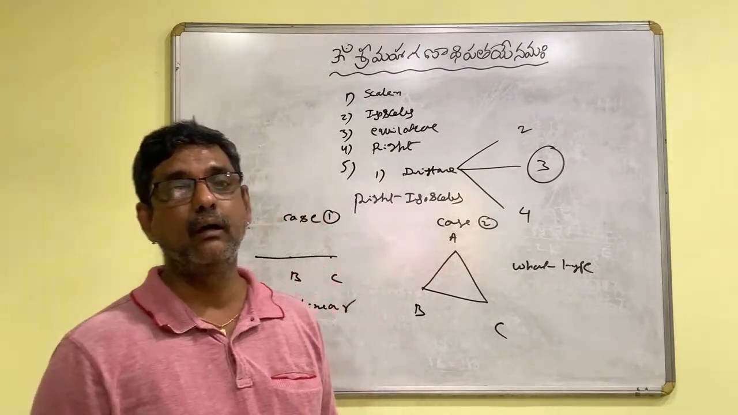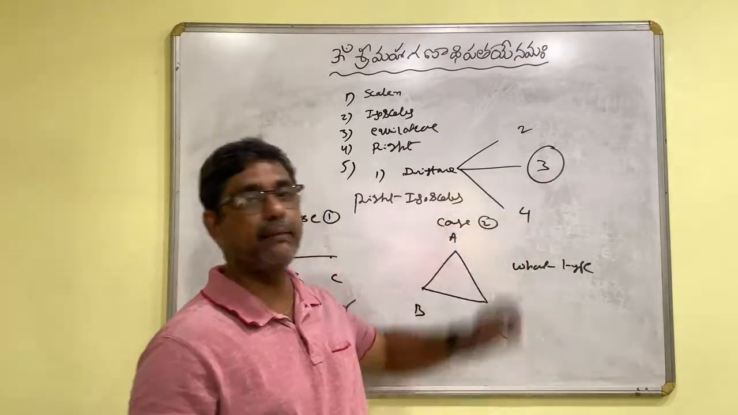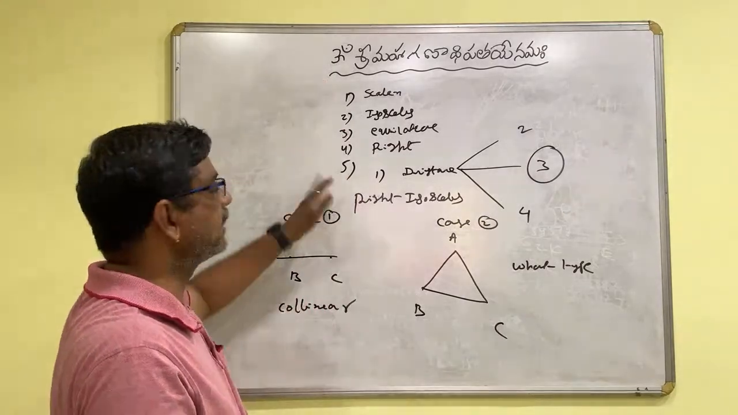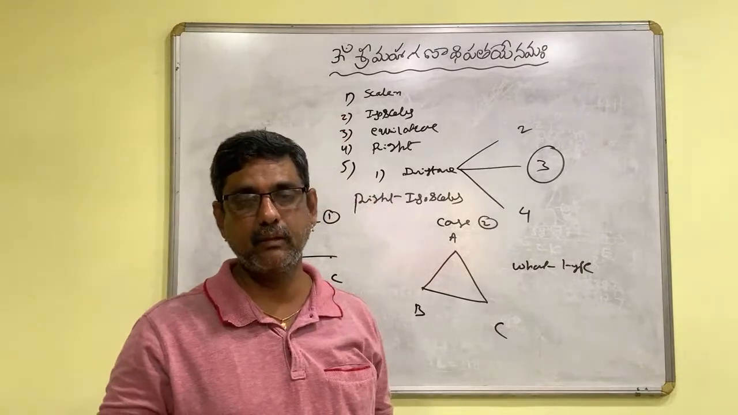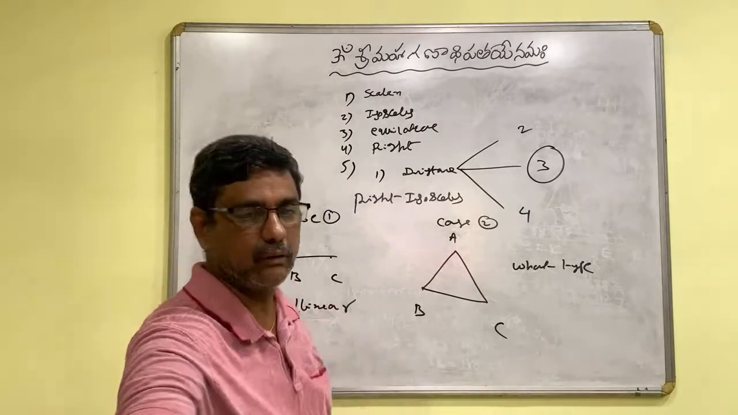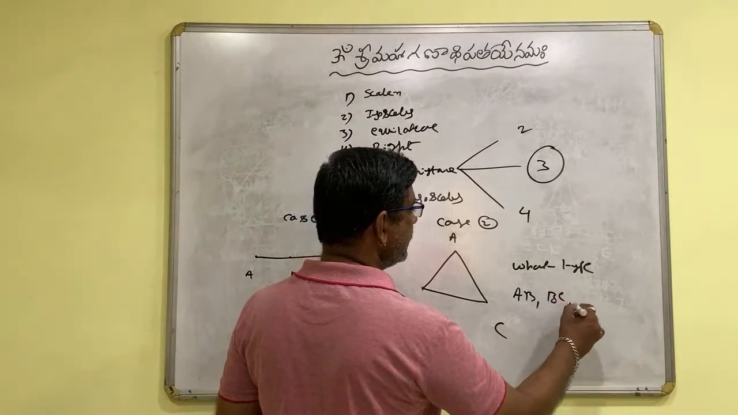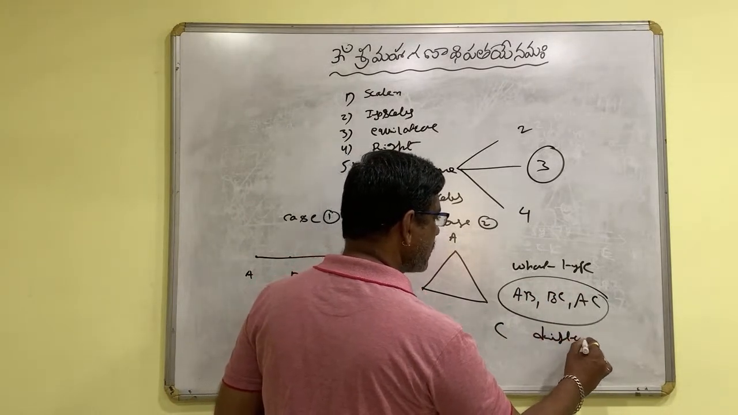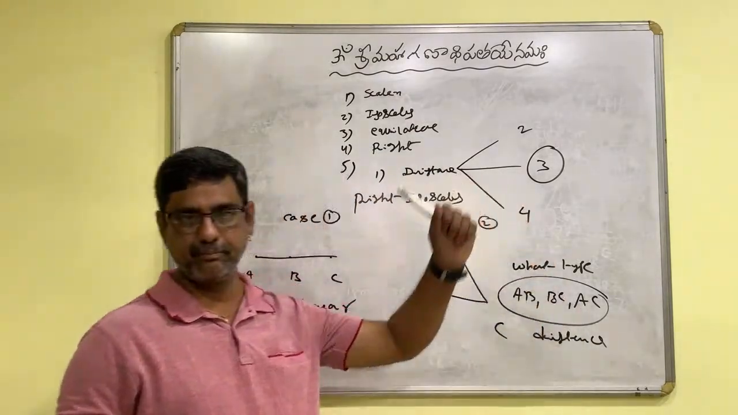So in this distance formula, based on 3 points, we will deal with problems on these 5 types of triangles. Okay? How? First, we need to find out the distance between AB, BC, AC.